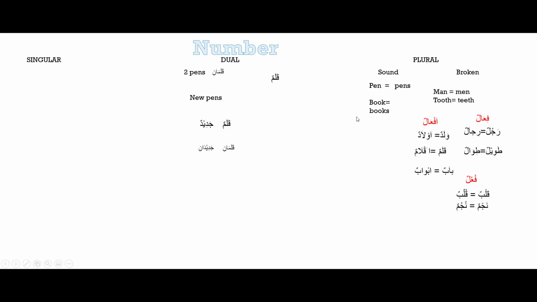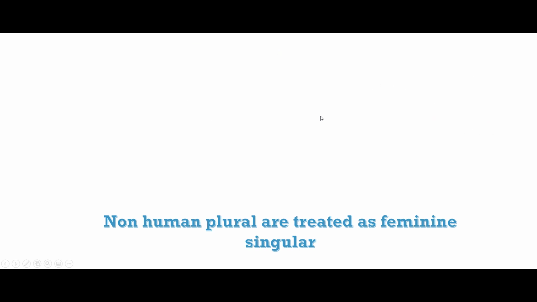And now I want to go back to our previous slide from the last video, where I mentioned this rule: non-human plurals are treated as feminine singular. So now we know what plurals are. The broken plurals can be for human as well as non-human isms. So those plurals which are non-human are treated as feminine singular.